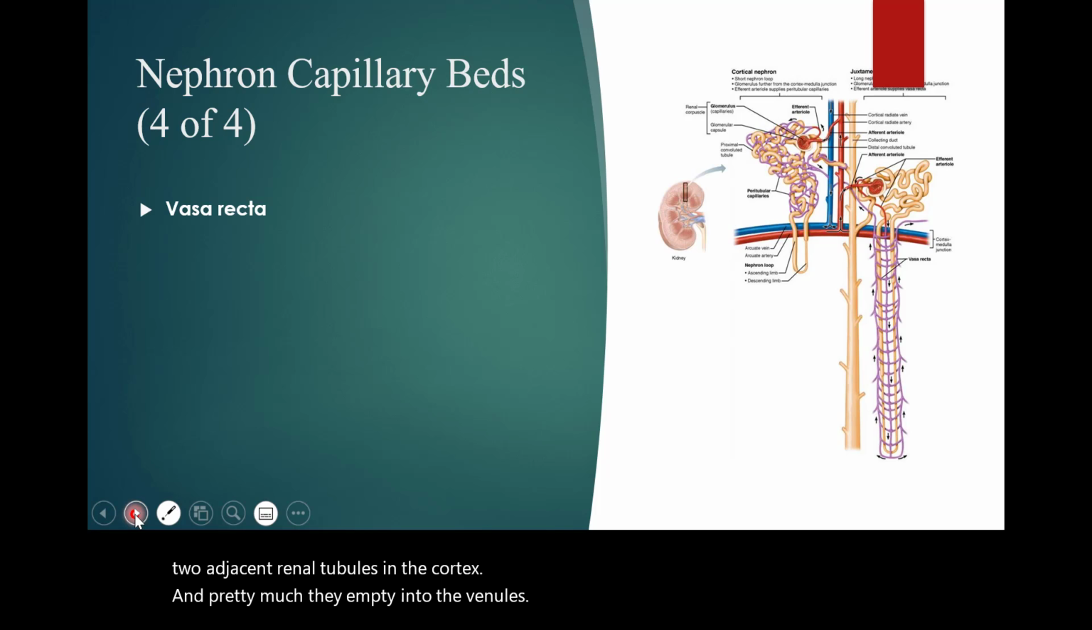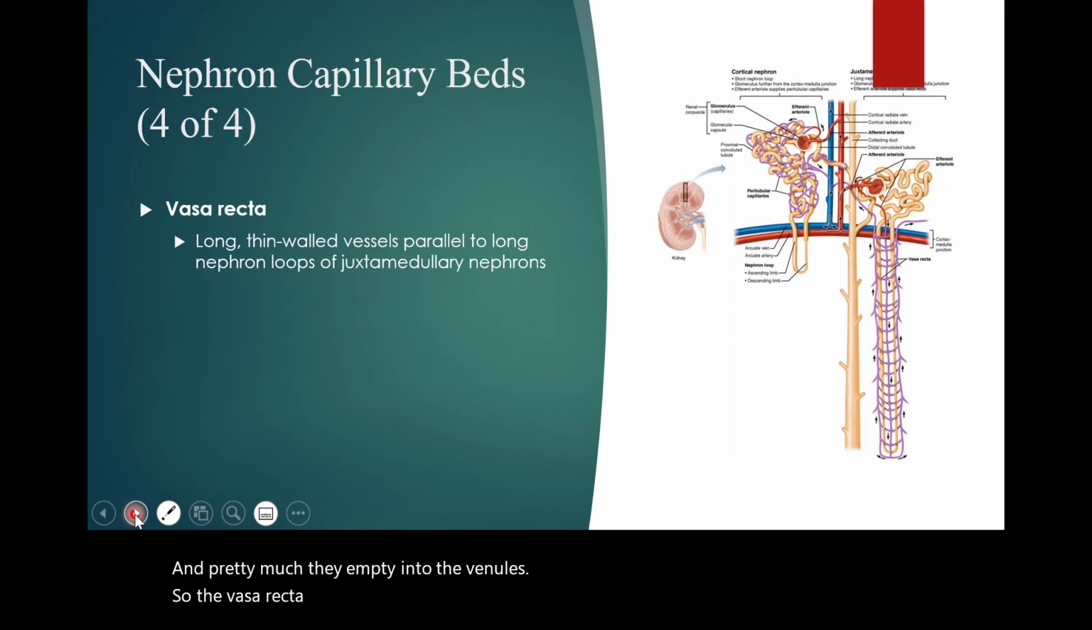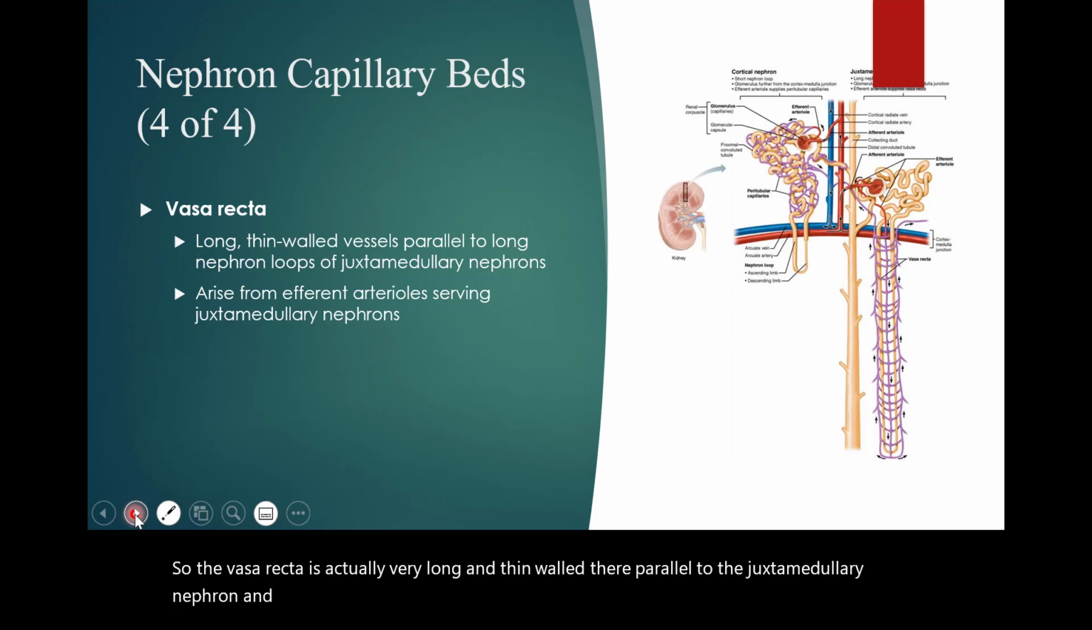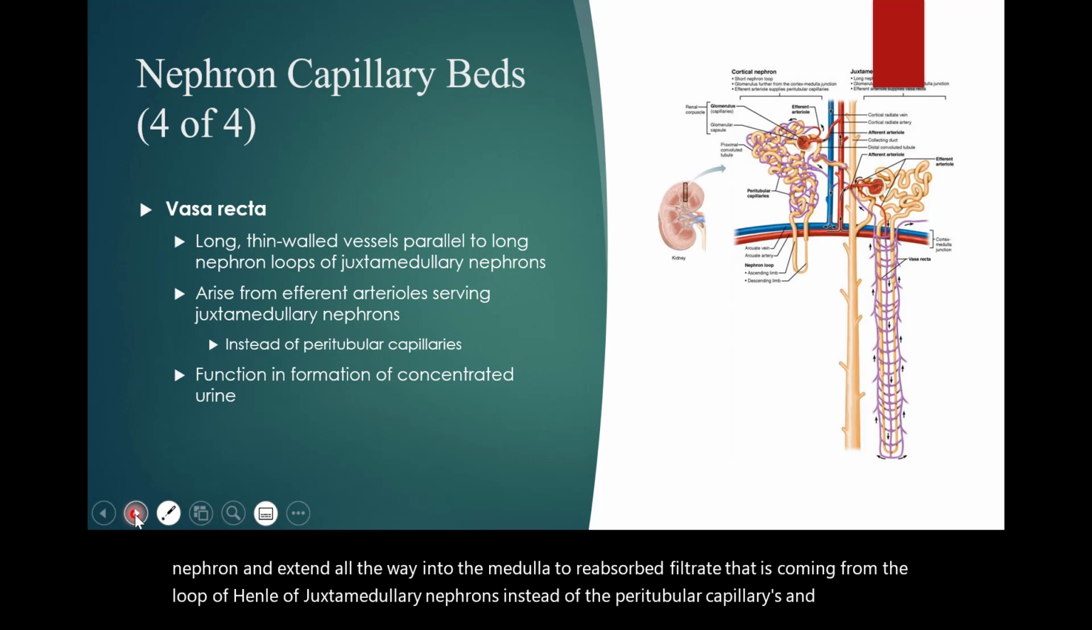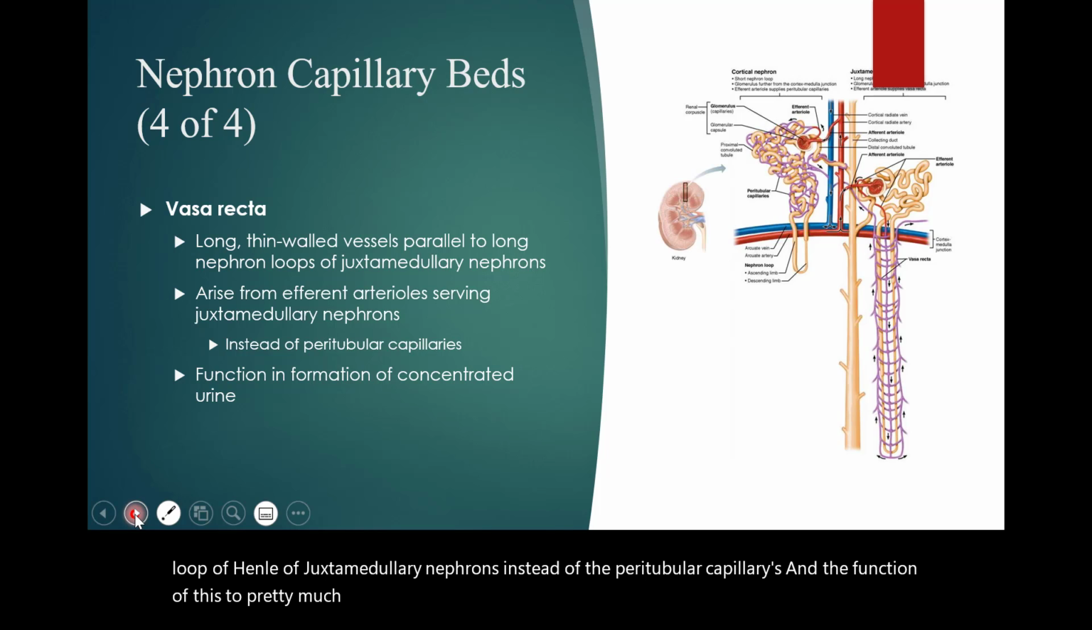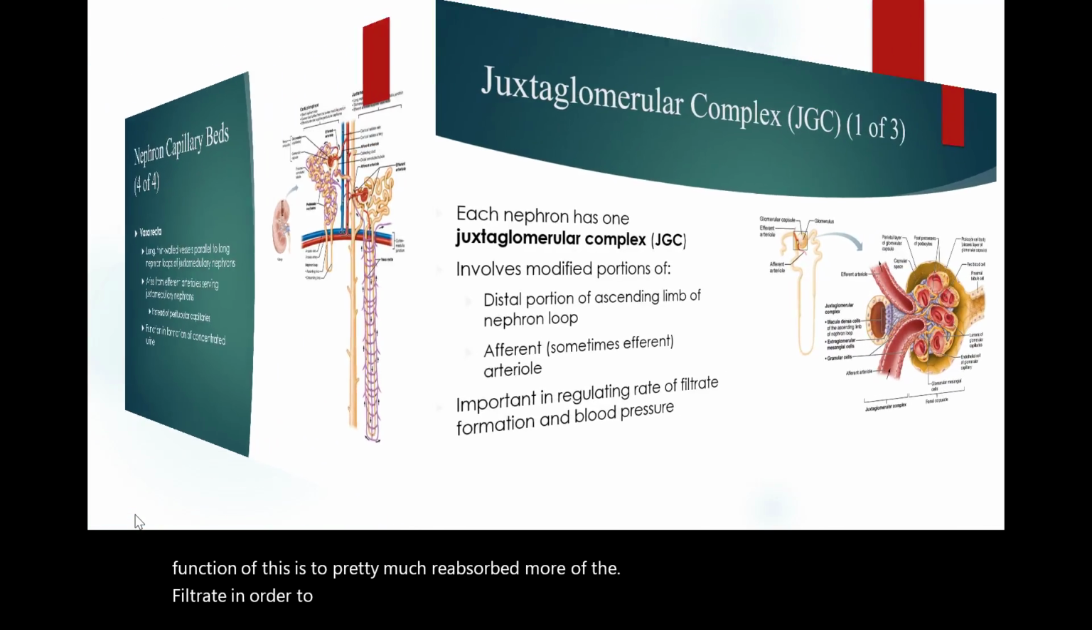So the vasa recta is actually very long and thin-walled. They're parallel to the juxtamedullary nephron, and they extend all the way into the medulla to reabsorb filtrate coming from the loop of Henle of juxtamedullary nephrons, instead of the peritubular capillaries. The function of this is to reabsorb more of the filtrate in order to form concentrated urine.